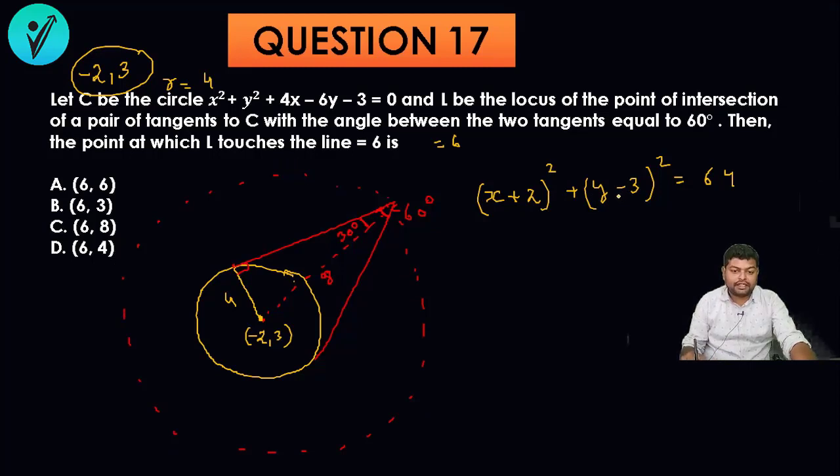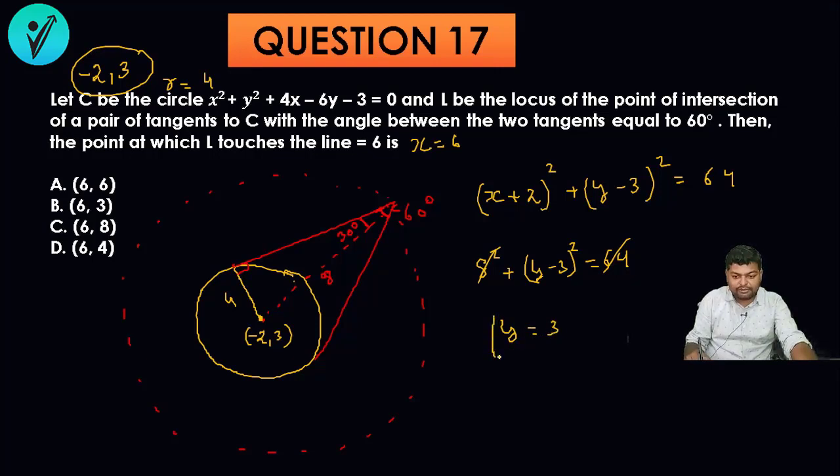Now the question is, at what coordinates will this intersect the line x equals 6? We simply place the value of x as 6, because it has to intersect the line x equals 6. So it becomes 6 plus 2, 8 square, plus y minus 3 whole square equals 64. This 64 will be cancelled, so it means that the value of y will be 3.